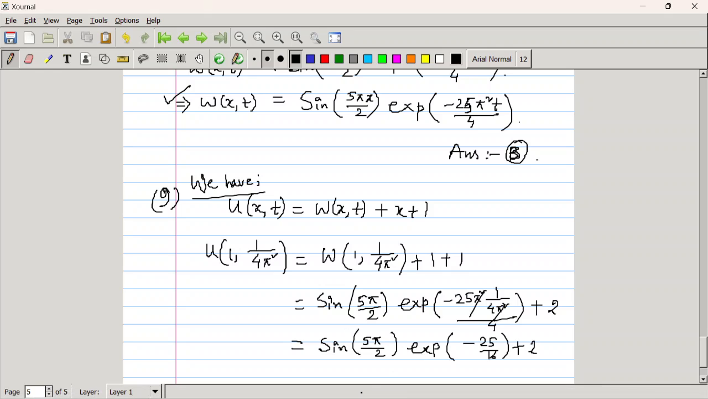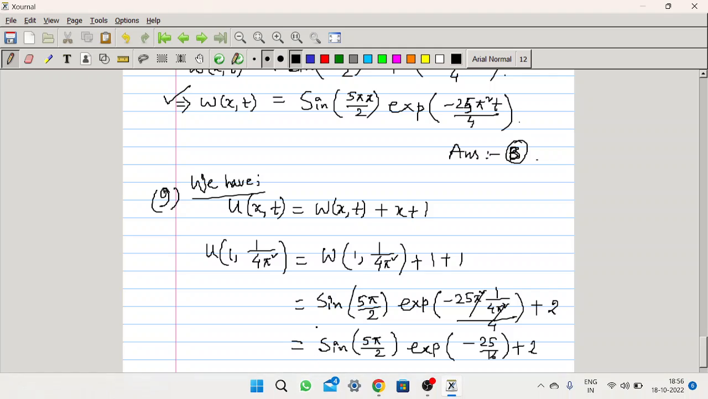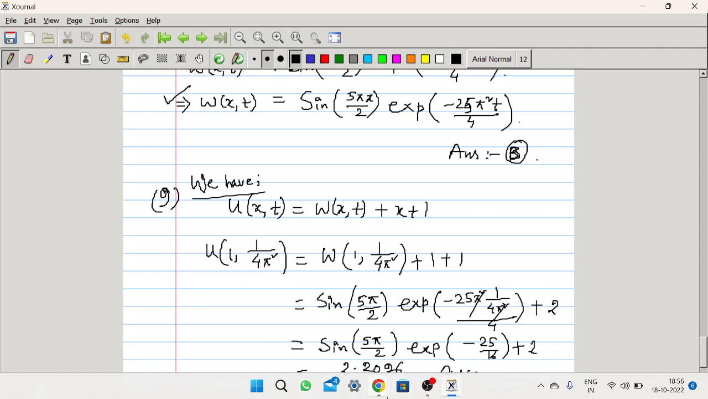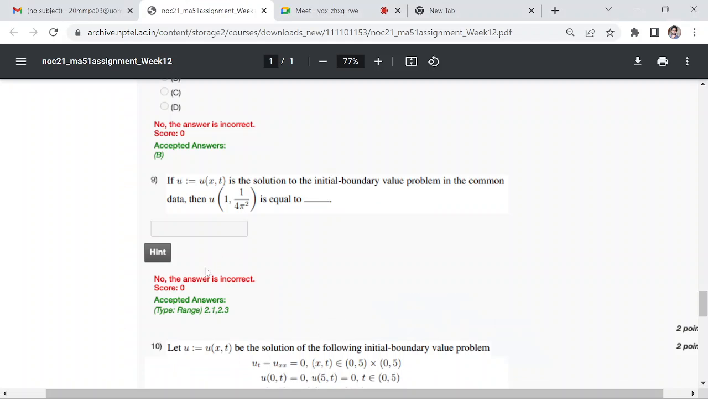Now you have to use a calculator to get exponential of minus 25 by 16, which will give you the whole expression. The answer is 2.2096. You can use any scientific calculator for that. This is the answer, and 2.2 is the accepted answer. Let me show you the answers. I got 2.2, the range is 2.1 to 2.3, so 2.2 is the right answer.